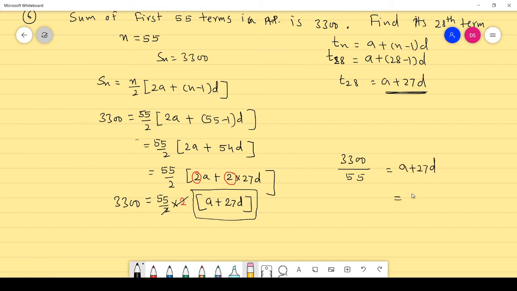What is A plus 27D? That is T28. So now we got the value of T28. That is 3300 divided by 55. So you will get this value, which is equal to 60. So T28 is equal to 60. You can easily divide that. You can use the simplest calculation over here, right? Now it was quite an easy problem.